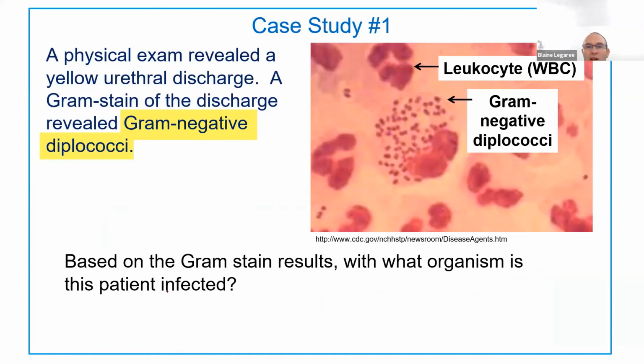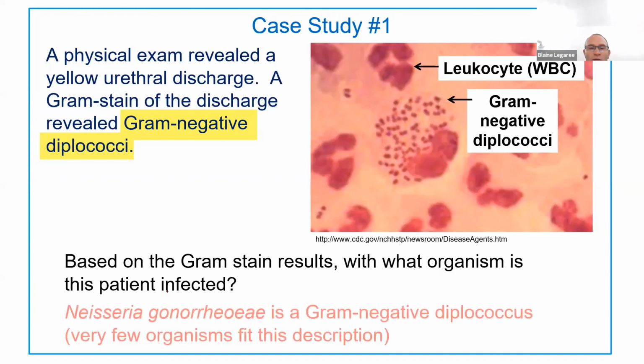So back to the case study, we mentioned that we saw a gram-negative diplococci. So the question says, which organism is this? Neisseria gonorrhea. So it turns out that there's actually very few organisms that fit that description of being a gram-negative diplococci. At least very few clinically significant organisms. There are a few of them out there.